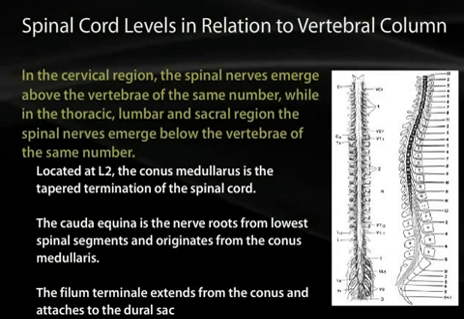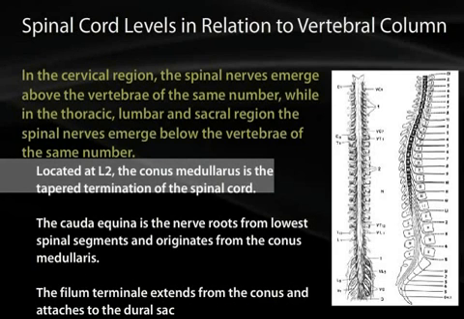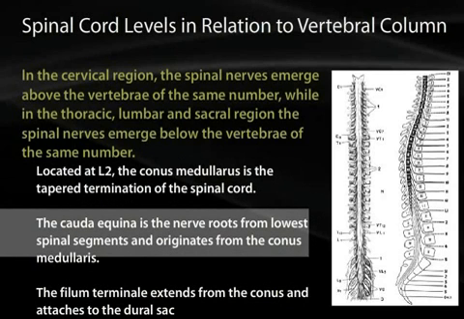Here's what the entire spinal cord would look like. As you can see, the roots of the spinal cord are exiting down below the area where they leave the spinal cord itself. The conus medullaris is the end of the spinal cord, and it's located in the adult at approximately L2. The roots that are extending below the conus medullaris are called the cauda equina.